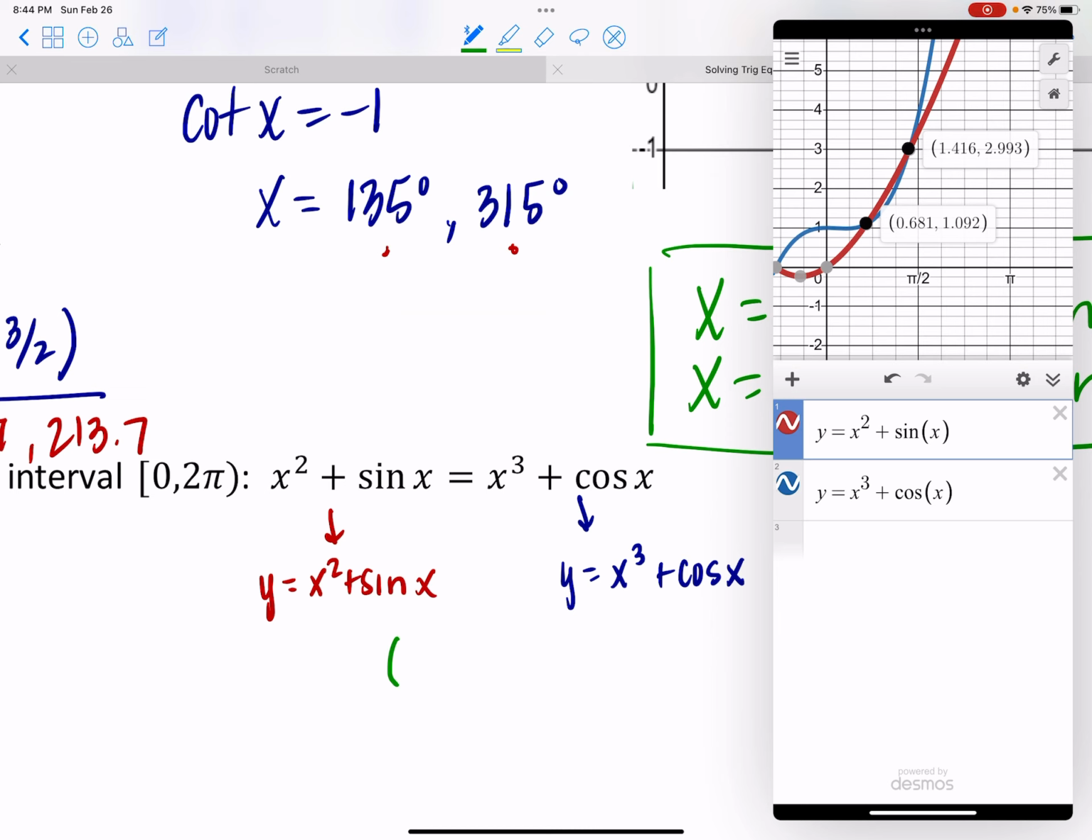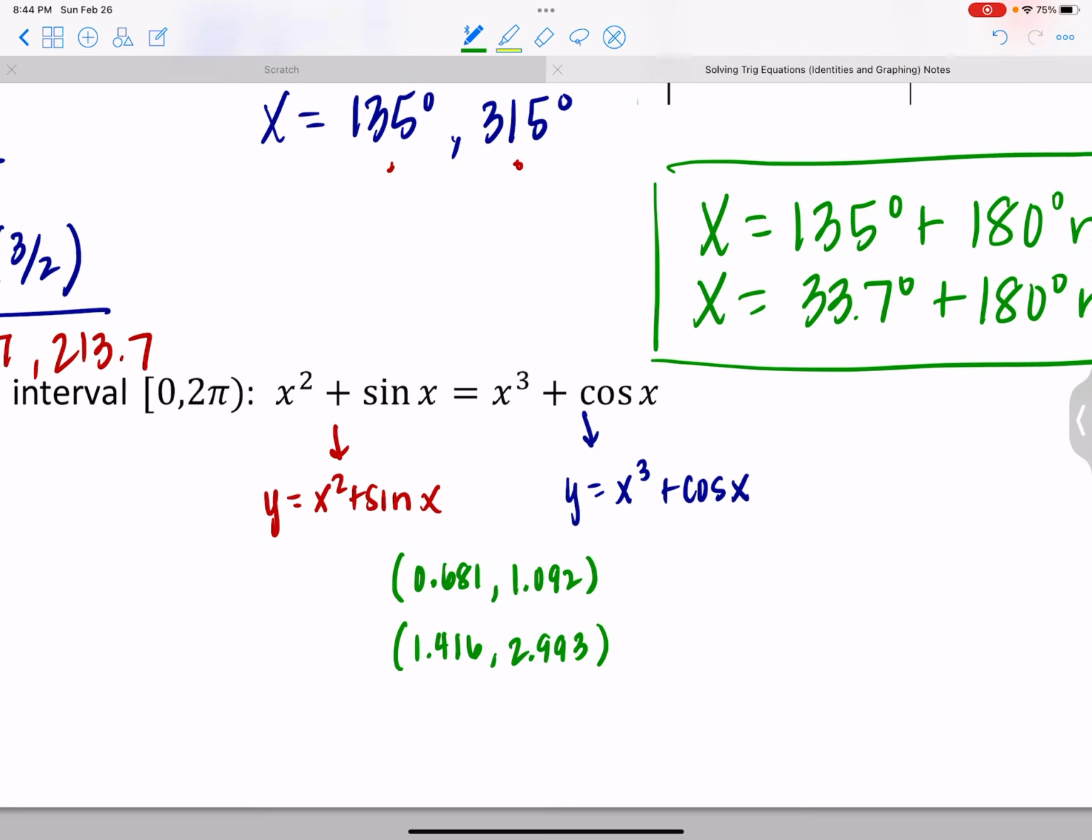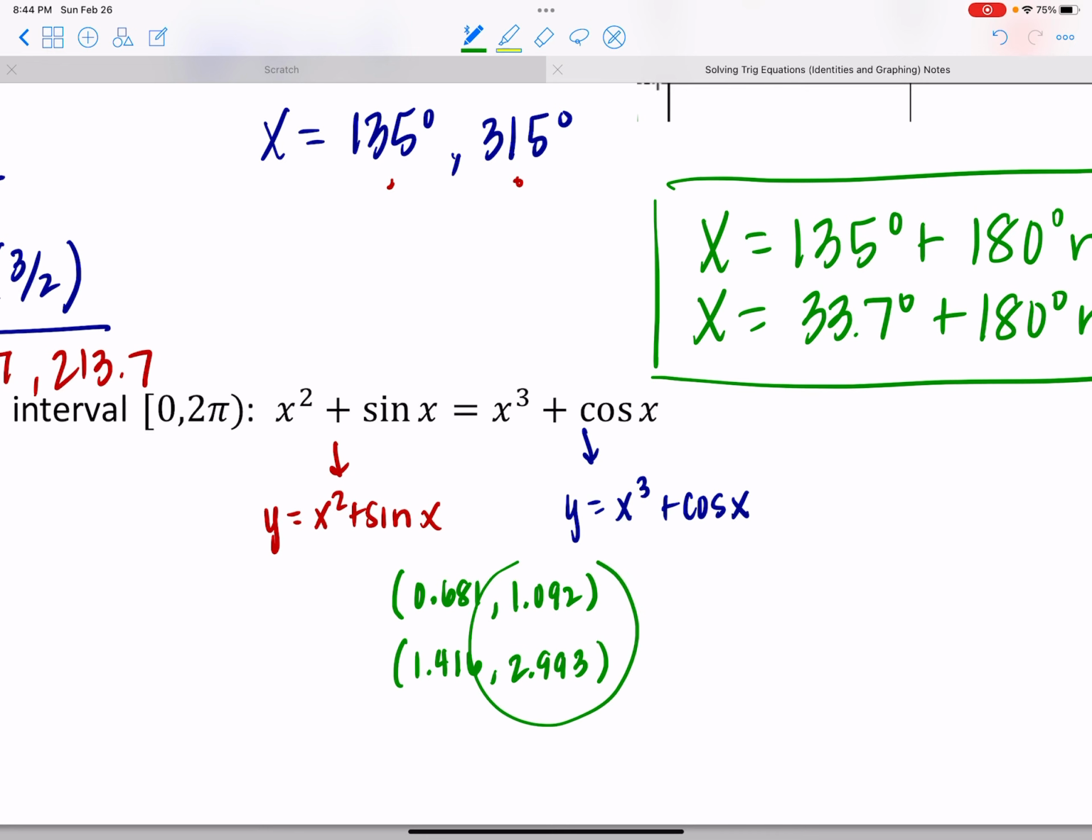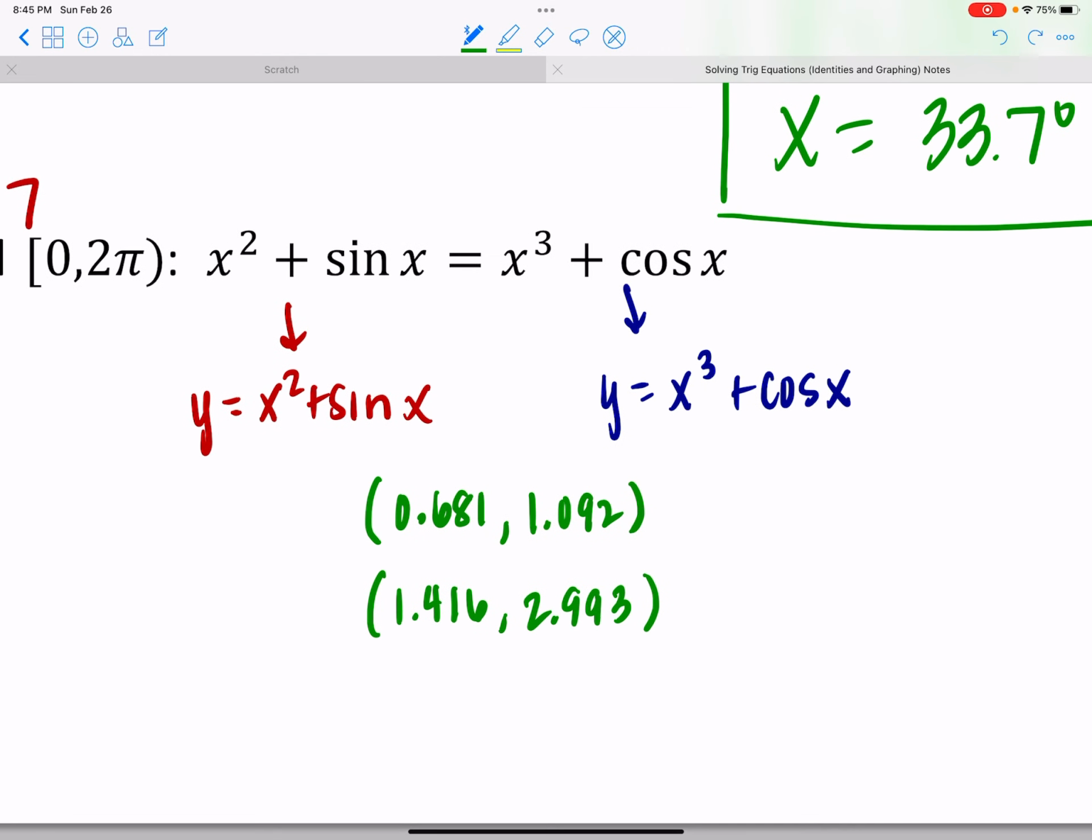One is at 0.681 and 1.092, and the other at 1.416 and 2.993. Those two intersections are going to show me my solutions. Remember, I'm only solving for x, so this is sort of arbitrary information. Well, I mean, it's not arbitrary. It's meaningful. It means that at an x value of 0.681, if I plug that x value in, I get both sides of the equation to be the same. But it doesn't matter in terms of our solutions. We're just trying to solve for x in this picture, so my solutions are here.